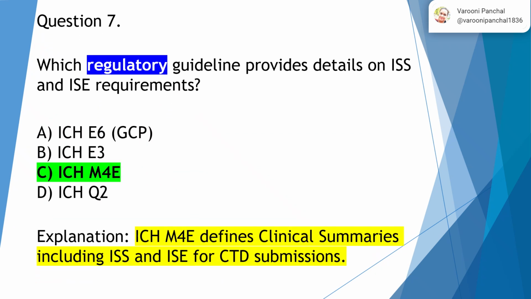Question 7. Which regulatory guideline provides details on ISS and ISE requirements? Option A, ICH E6, which is related to GCP. No. ICH E3, no, which is related to the format and structure, right? ICH Q2, no. So the correct answer is ICH M4E. ICH M4E defines clinical summaries including ISS and ISE for CTD submissions.